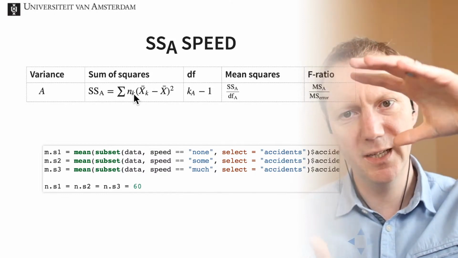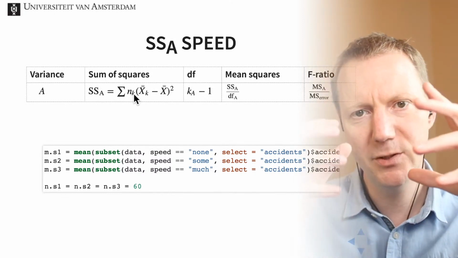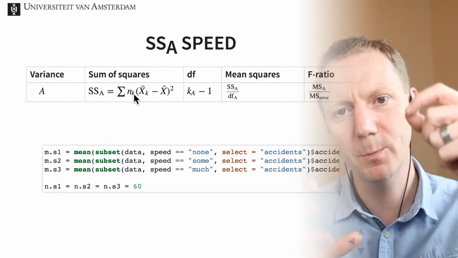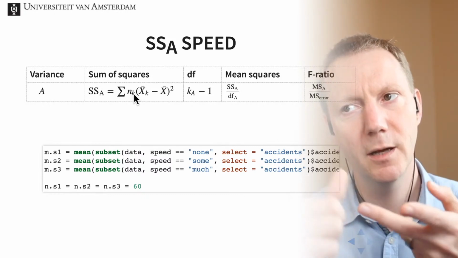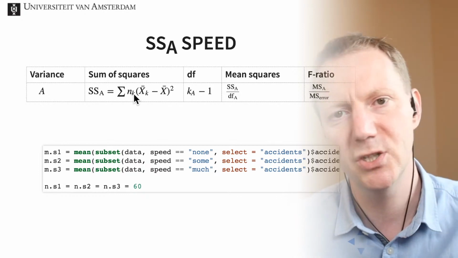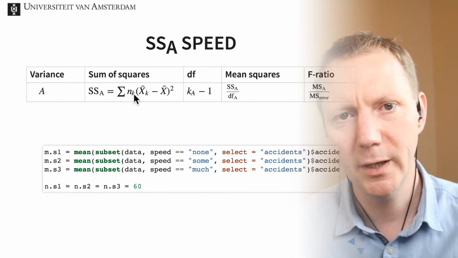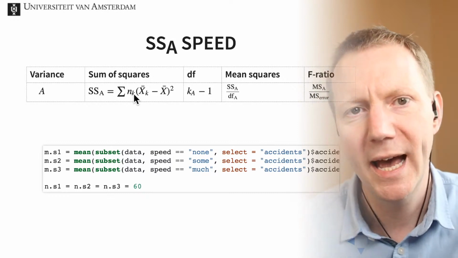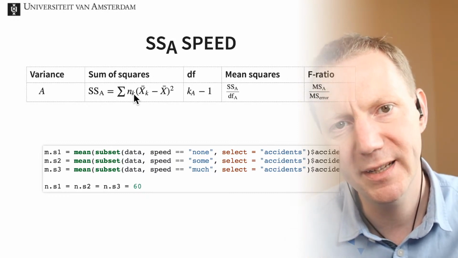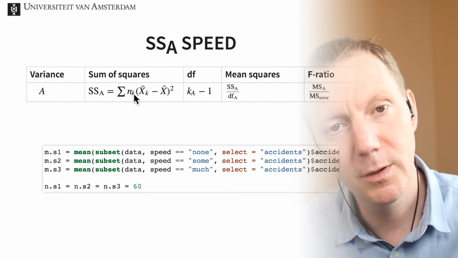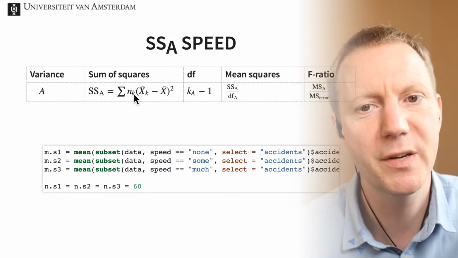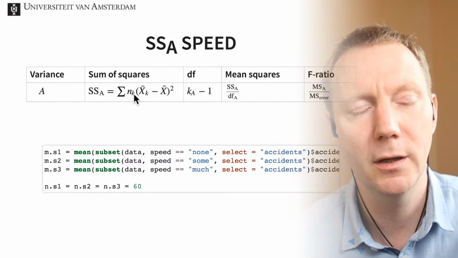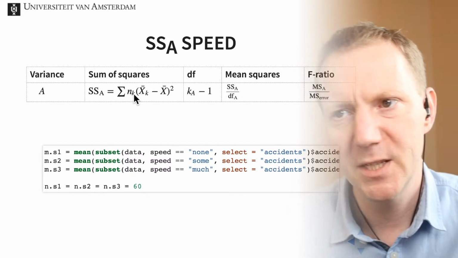So instead of splitting things up into 9 separate groups, we're now splitting things up into 3 groups, only the no speed, the little speed, and the much speed conditions. So we're aggregating over 3 groups, and we're neglecting the information about the subject within that group being part of a specific combination of levels of alcohol. Does that make sense?